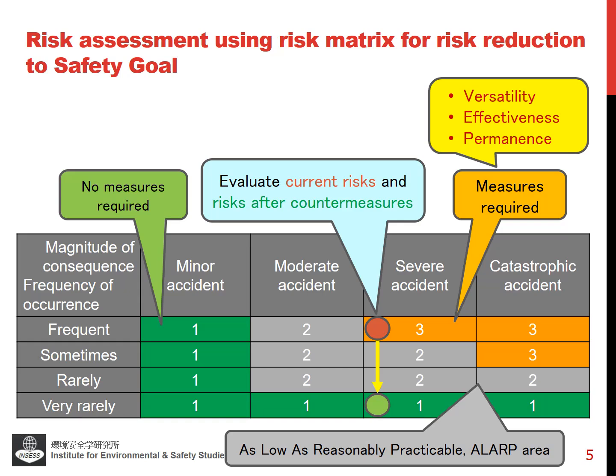The gray area is called the ALARP zone. ALARP is short for as low as reasonably practicable. In the ALARP area, we need to discuss cost-benefit analysis, which one is the most desirable countermeasure, including whether the countermeasures are really necessary or not. With using such analysis comparison between costs and benefits, the countermeasures are carried out.